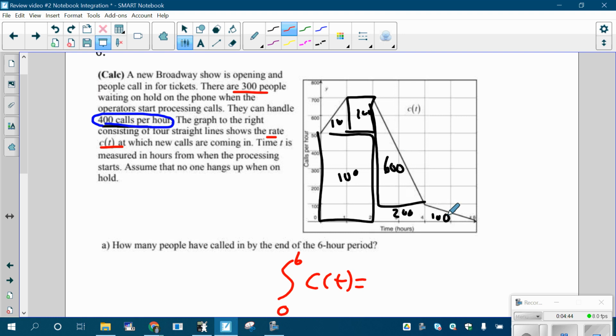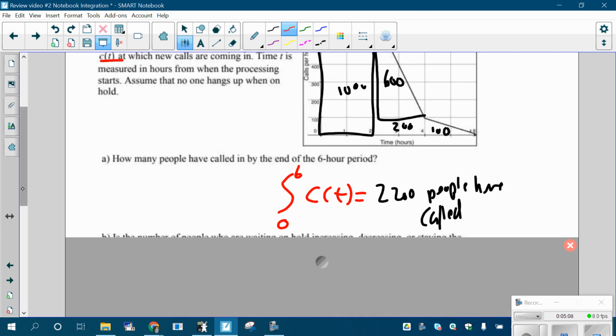What's that going to be? 900, 1,000, 900. Oh no, Mr. Krabby. 900, 1,000, 2,000, 2,200. Please use the correct unit. 2,200 people have called in over the 6-hour period.